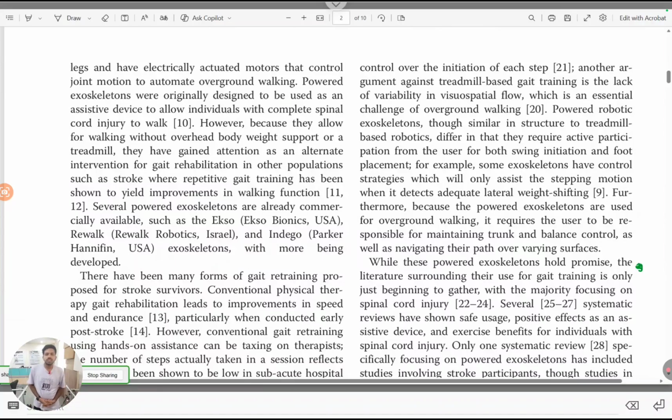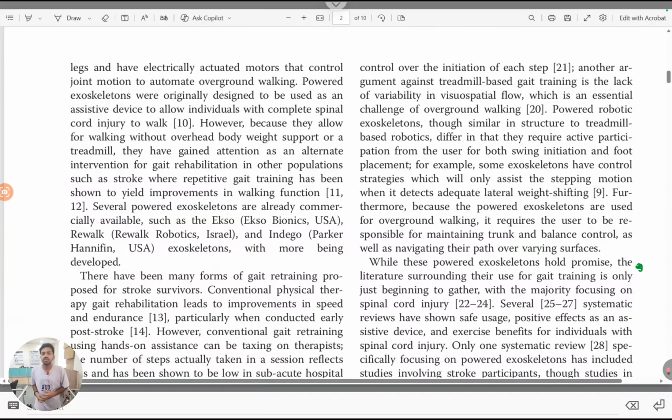Powered exoskeletons were originally designed as an assistive device to allow individuals with complete spinal cord injury to walk. However, because they allow for walking without overhead body weight support or a treadmill, they have gained attention as an alternate intervention for gait rehabilitation in other populations, such as stroke, where repetitive gait training has been shown to yield improvements in walking function.